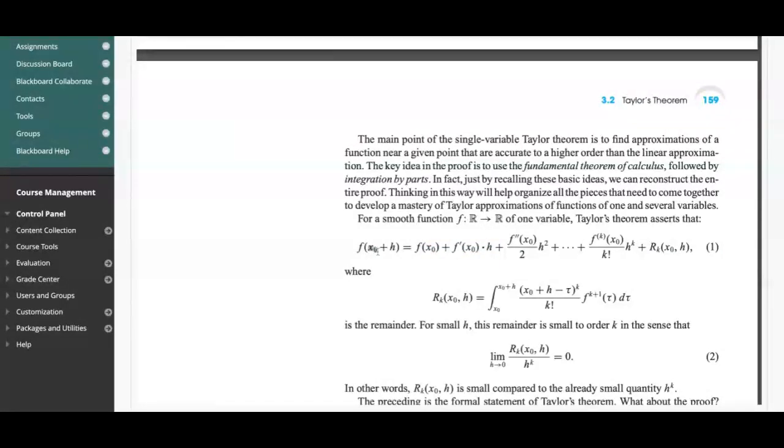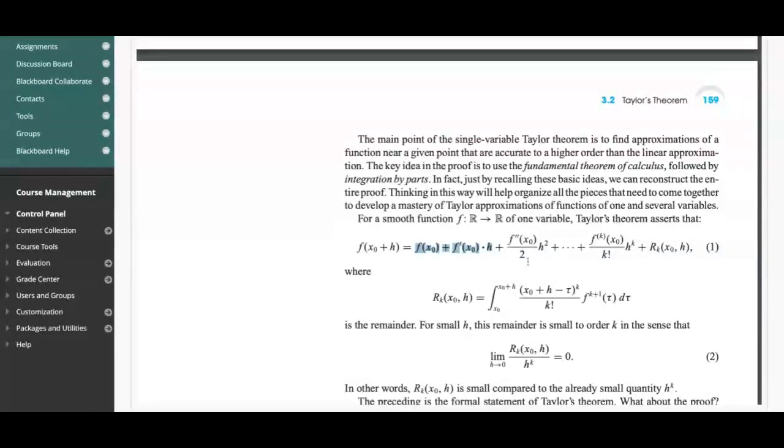So x naught represents a known point. We know exactly what it is. And the plus h could be positive, h could be negative. It just means the neighborhood points. That means x naught plus h is a point close to the known point. So we evaluate the function at the known point. Then we evaluate the rate of change of the function at the known point. Then multiply by the difference of the point from the known point. So this is the linear approximation.